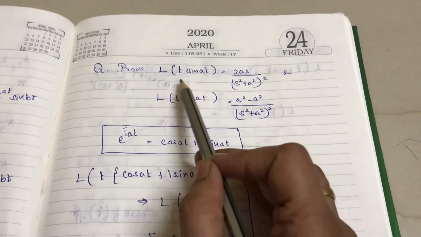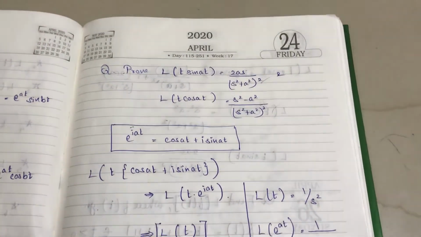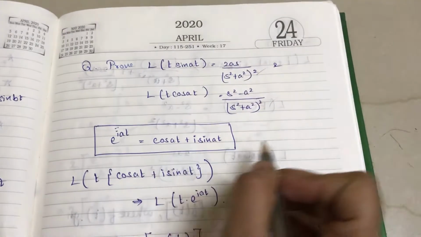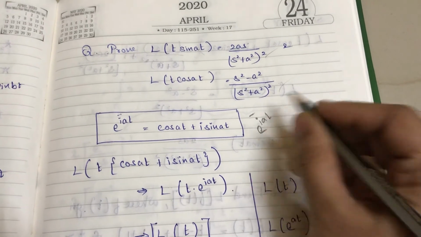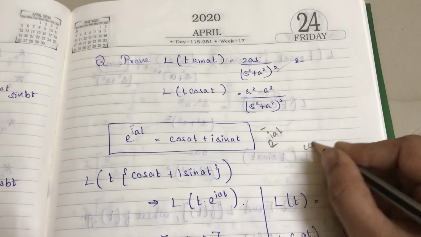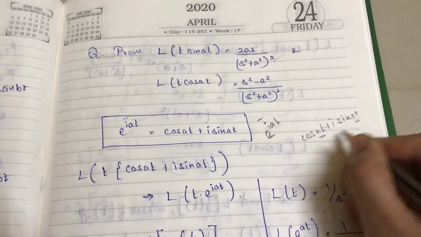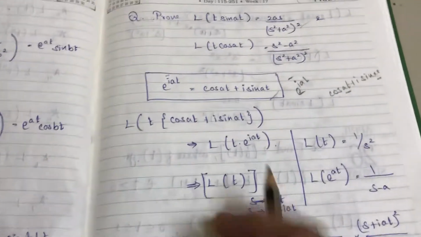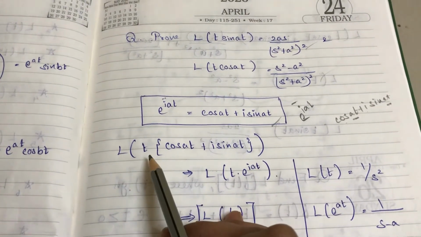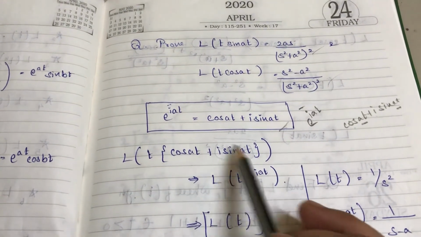Okay, so let's see the last sum. They have given L of t into sine at, and they have given the answers here. We need to prove that. We know that e power i at, if there comes i, I can write it in complex form as cos of at plus i into sine of at. Just write at on both sides, cos plus i into sine. So this is the thing. So I am just taking L of t into the function.